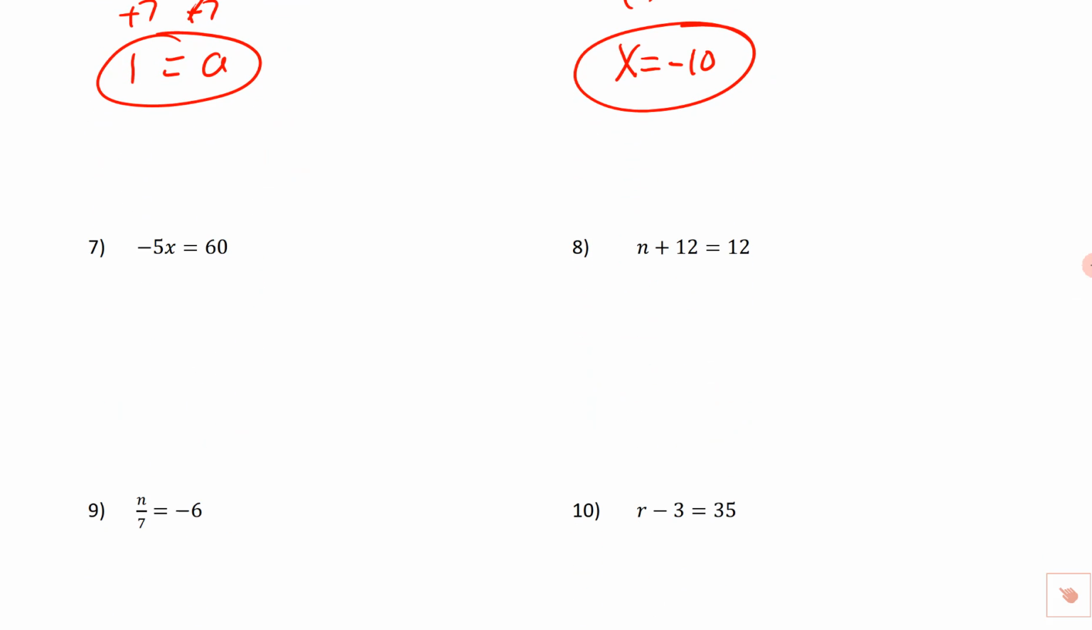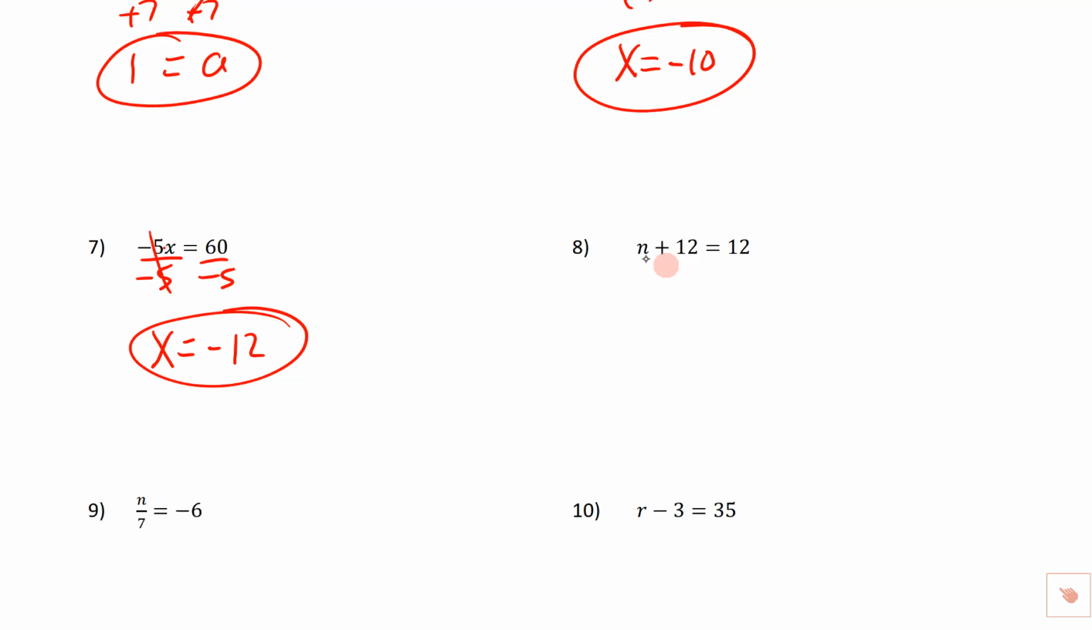Continuing on here, let's take a look. Remember, there's nothing in between the negative 5 and the x, so that's multiplication. Sometimes if you want to put the dot there as a reminder, that would be great. We're going to divide both sides by negative 5. The negative 5s are going to cancel to be a 1, so we get an x on this side. Positive 60 divided by negative 5 is negative 12.